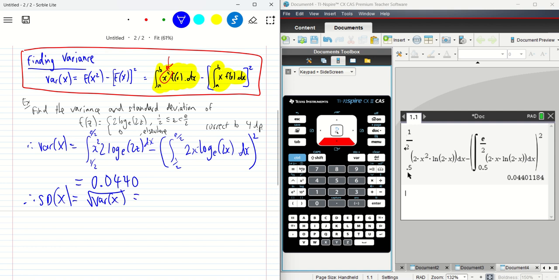And to find the standard deviation, all I do is take the square root of the variance. So square root of that. And we get to 4 decimal places as well. Yes, it does. So 0.2098. And there's my variance and standard deviation.